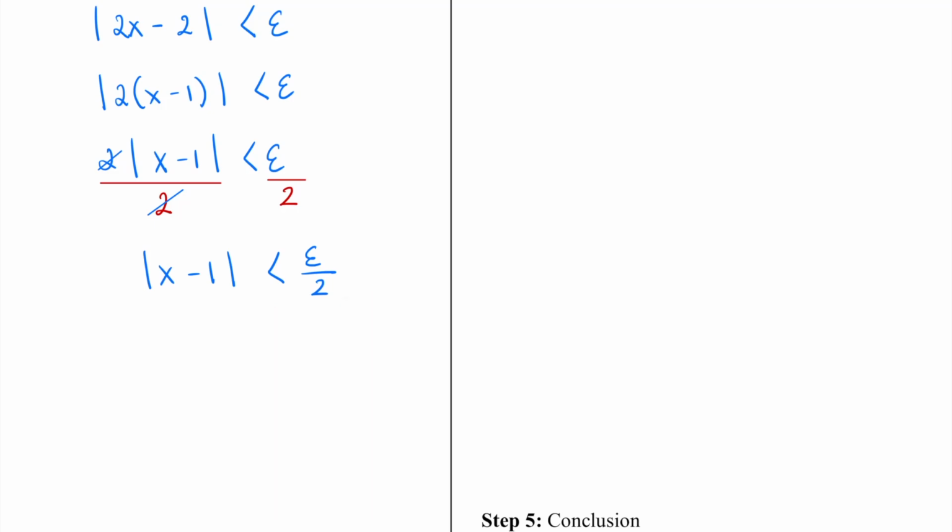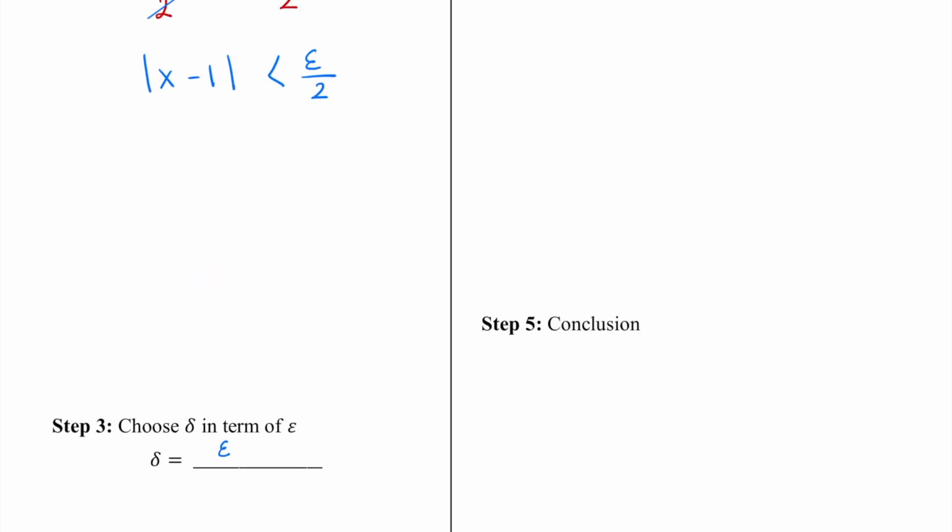This tells me exactly how close x needs to be to 1. So now I choose delta to make that happen, and a simple choice is epsilon over 2. Also notice, because epsilon is greater than 0, and my delta is epsilon over 2, my delta is also greater than 0. I chose delta equals epsilon over 2, and I have to show that this choice actually works.